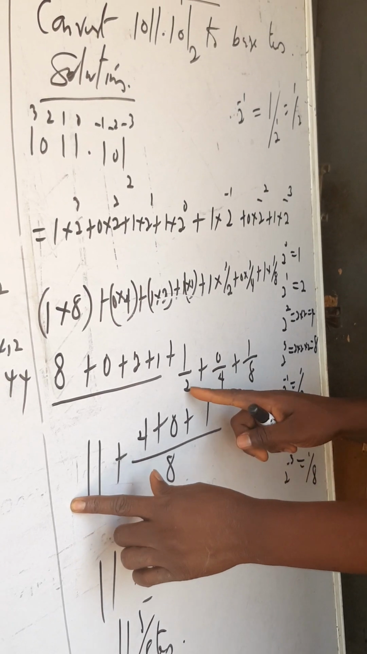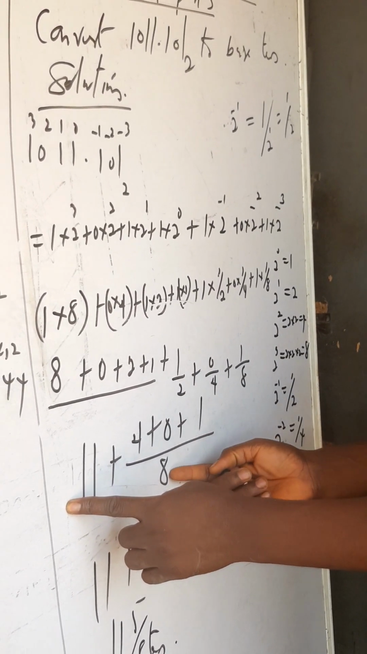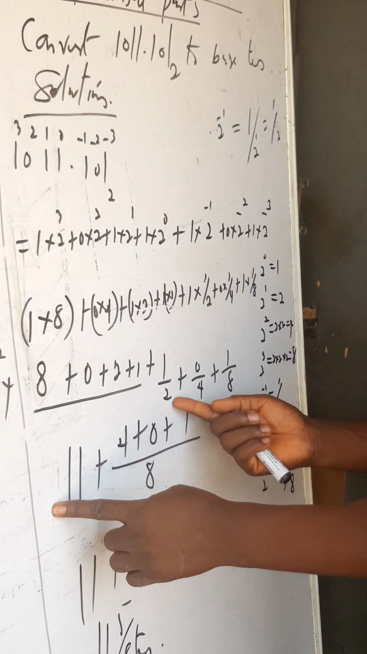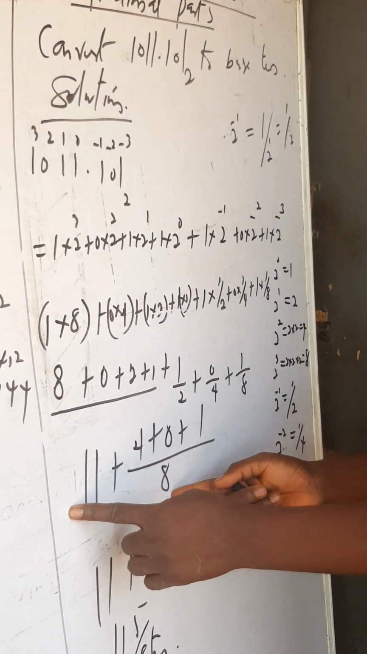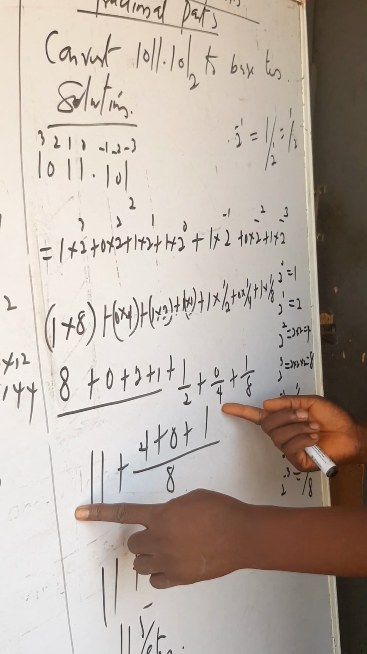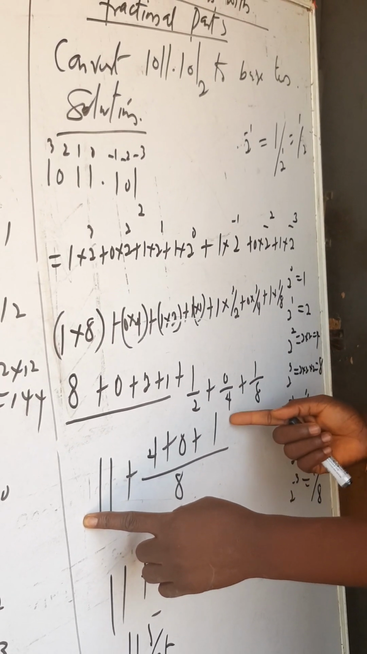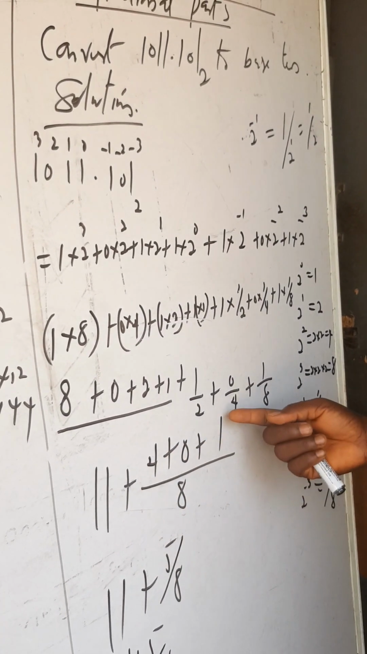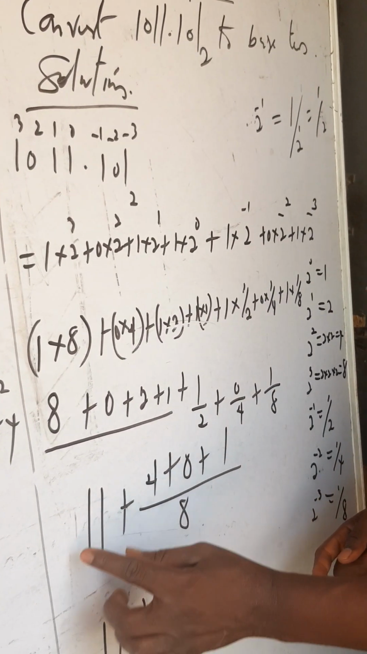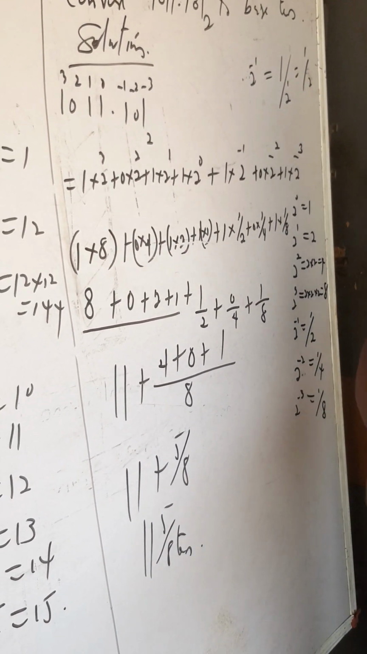Take the LCM of these 3 numbers, 2, 4, 8. The LCM is 8. 8 divided by 2 is 4. 4 times 1 is 4 plus 8 divided by 4 is 2. 2 times 0 is 0 plus 8 divided by 8 is 1. 1 times 1 is 1. So when you add everything together, you have 4 plus 1, which is 5 over 8. Join them together, you have this figure. We've converted successfully to base 10.